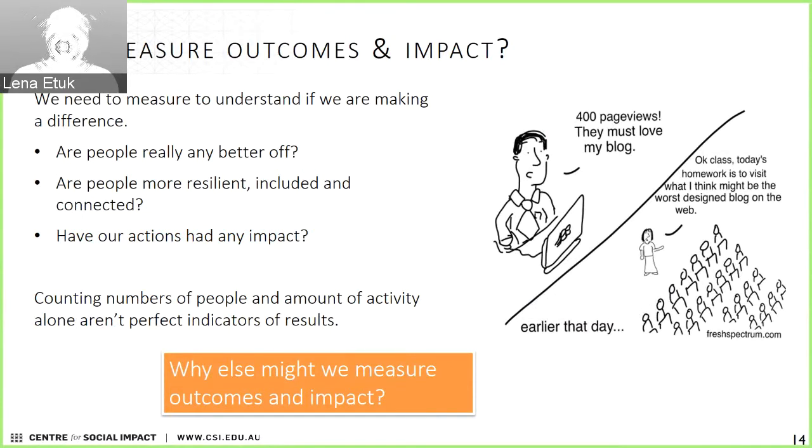It just won't work. We can try to use our hunches, and we can maybe talk to a couple people, but that's not really giving us a full picture of whether our efforts are having an impact. So what are some other reasons that you can think of that we might measure outcomes and impact?